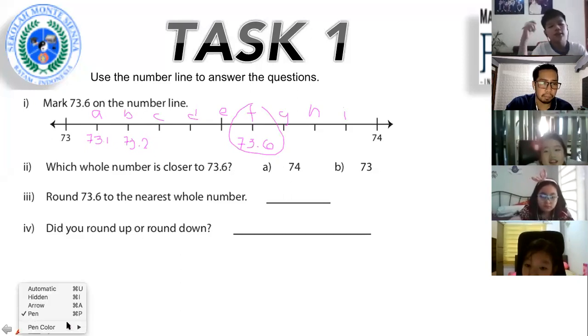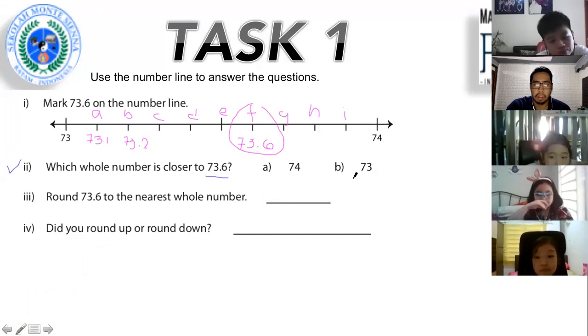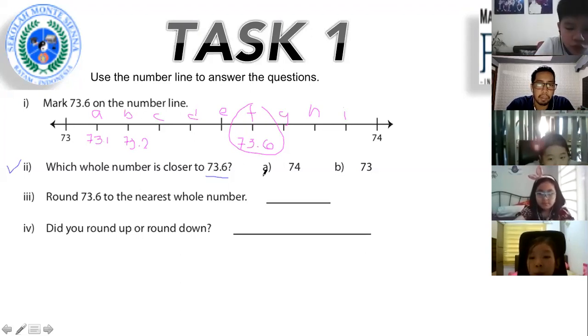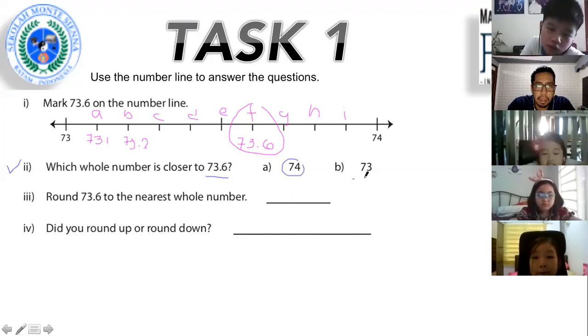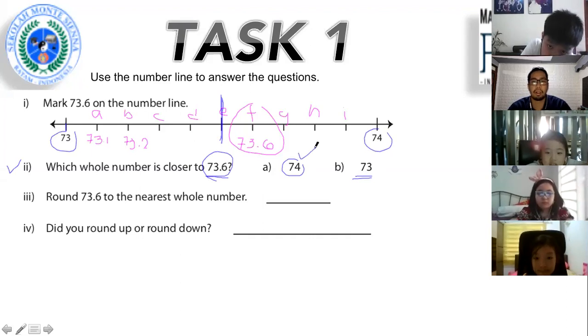Okay, next. The next question is, which whole number is closer to 73.6? Is it letter A, 74, or letter B, 73? Go. From the number line from 73 up to 74, the middle number is letter E. So which one is very close to 73.6? The answer is 74, letter A.